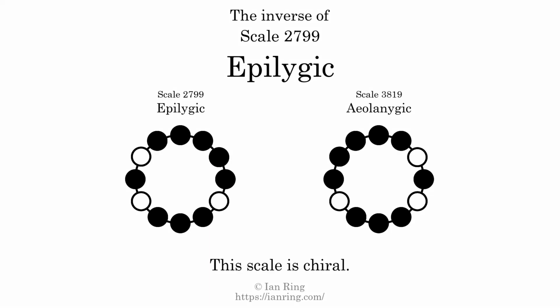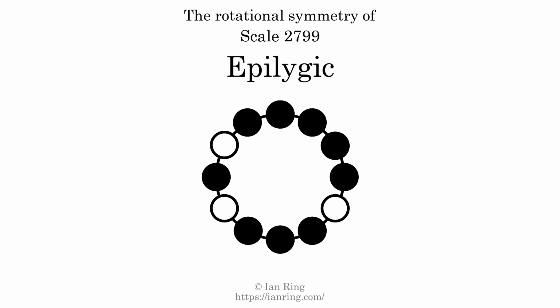The inverse of a scale is a mirror image. It is what you get when the sequence of intervals is reversed. The inverse of this scale is scale 3819, also known as Epilygic. This scale is chiral. It cannot transform into its inverse by rotational transformation. This scale has no rotational symmetry.